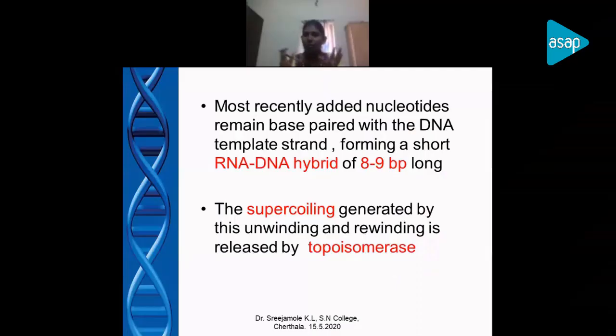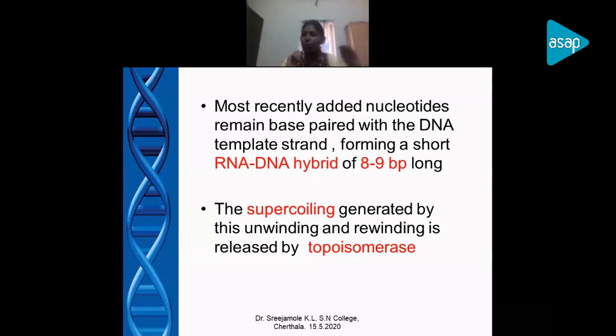As the polymerase moves forward, the DNA ahead of the enzyme is unwound, and the transcription of RNA always happens in the direction of 5' to 3'. Each successive nucleotide is added to the free 3' end of the growing RNA chain. The most recently added nucleotides, about 8 to 9 base pairs long, will always be bound to the DNA template, forming a short RNA-DNA hybrid.